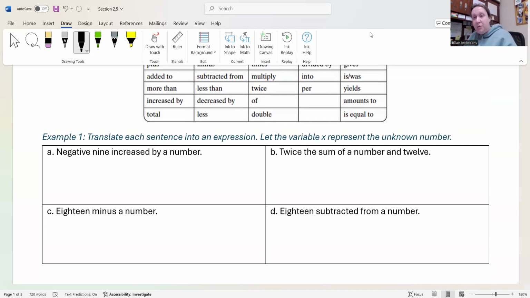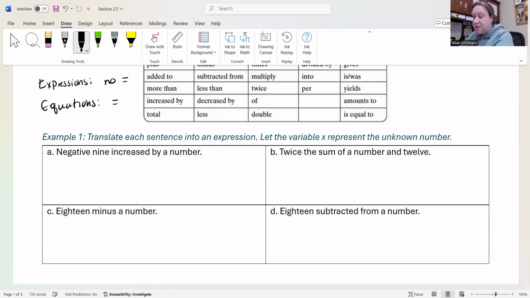So for part A, remember, we're translating this to an expression, and you have to remember expressions, no equals, equations, equals, okay? So when we convert these to expressions, we shouldn't have an equals. We shouldn't have some statement of two things equaling each other, okay?